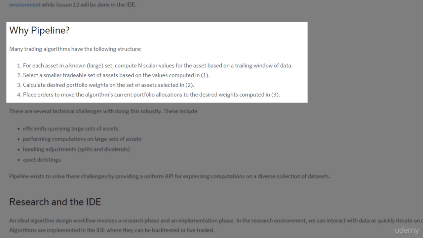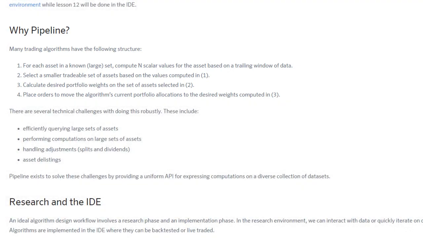The third characteristic is that after you have done step 1 and step 2, you want to calculate the desired portfolio weights on the set of assets selected in 2. And the fourth and last step is that you place orders to move the algorithm's current portfolio allocations to the desired weights computed in part 3.